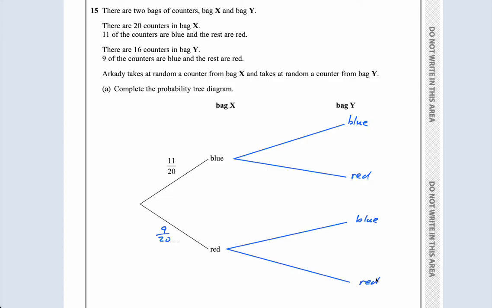Now just be careful. Often you see the without replacement questions. So he takes out a ball and doesn't replace it. This is not that, because he's taking a counter out of bag X and then he's taking one out of bag Y, which has got nothing to do with bag X. So these two are actually going to be the same. The probability of getting blue here, which is 9 out of 16, that's exactly the same as getting a blue here. It doesn't matter if you've taken a blue or a red out of the first bag. You're then just putting that bag aside and looking into another bag. And then this has to obviously be 7 over 16 because these two add up to 1. So this is 7 over 16. Done. That's it completed.